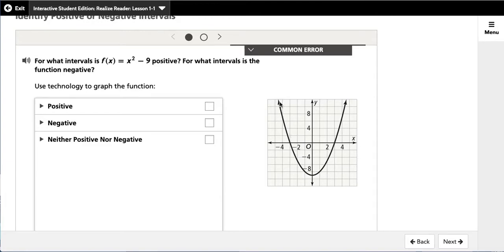We can see that the function is positive where it's above the x-axis, so here and here. And the function is negative when it's below the x-axis, here. But if you didn't have the graph, hopefully you know that it's a parabola because it has the x squared. It's a positive x squared, so it opens up like this. And then you really only have to find the zeros.